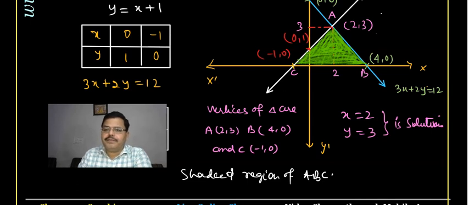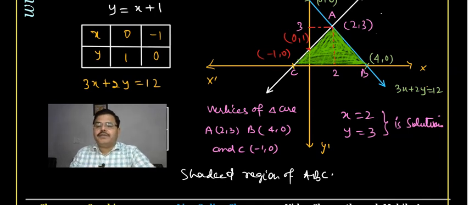The shaded region of ABC is marked, right? So that will be the point here, this one was 2 and 3. So no problem, I think so far you got it.